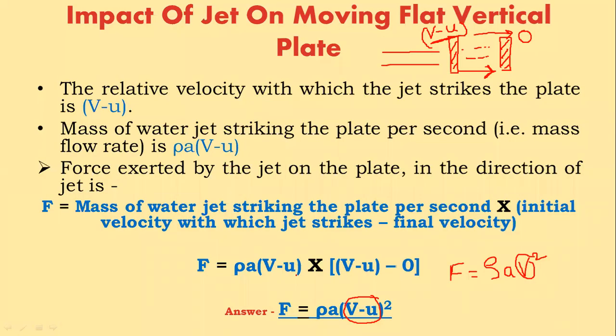Okay. So you can write down this formula. F is equal to rho a into bracket v minus u whole bracket square. Now, here the next important thing is to find out the work done by the jet on the plate.